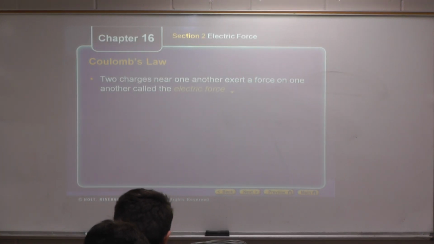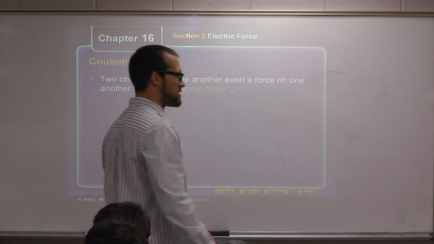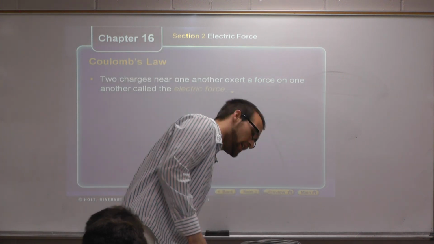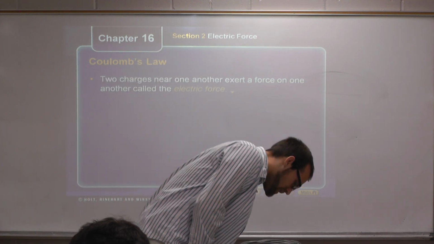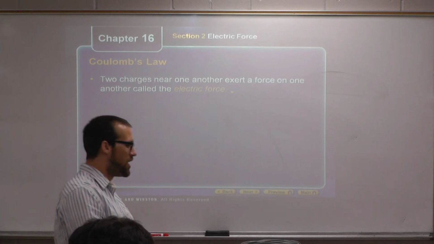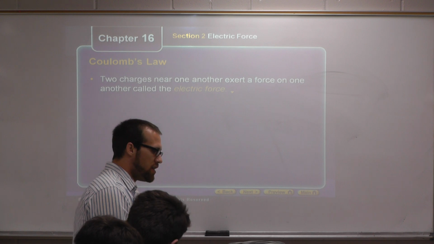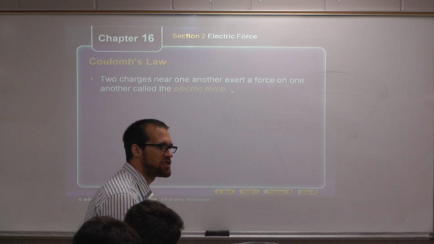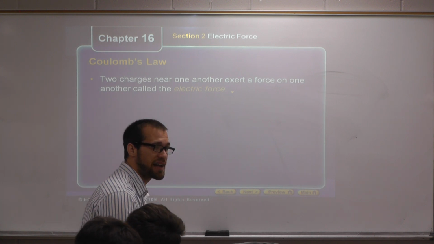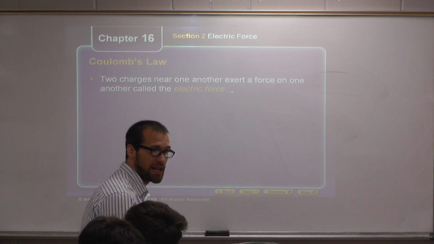Okay, Coulomb's law is what we're going to talk about today. Then we're going to apply Coulomb's law. We're going to do some vector additions like we did way back in chapter 4. It'll be fun. When you have two charged objects and they come near one another, they may experience an acceleration either due to attracting or due to repelling.